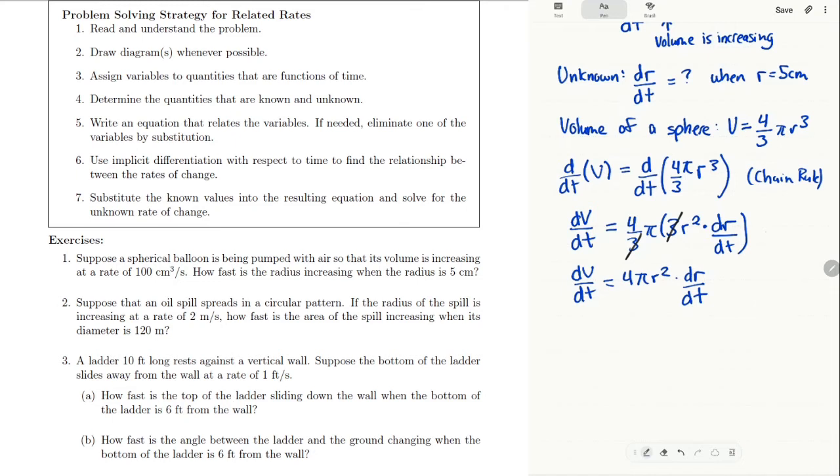And so now what we have is the relationship between our two rates of change. The rate of change of volume with respect to time is 4 pi r squared times the rate of change of the radius over time. So now we can solve for dr over dt by dividing both sides by 4 pi r squared.